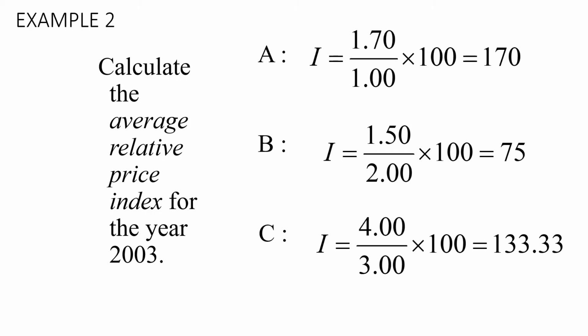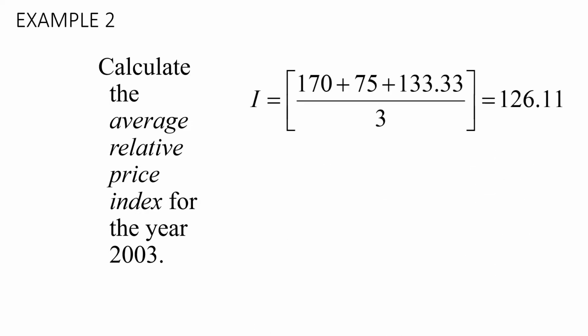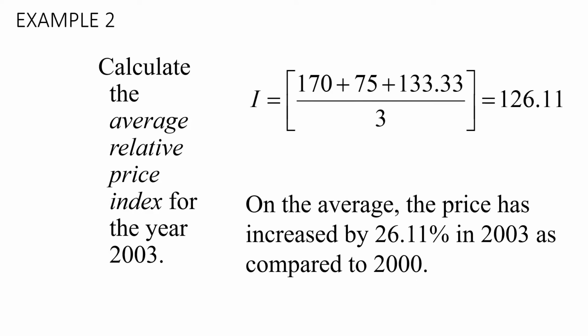So the average relative price index, I, is equal to 170 plus 75 plus 133.33 divided by 3, which is equal to 126.11. Interpret. On the average, the price has increased by 26.11% in 2003 as compared to 2000.